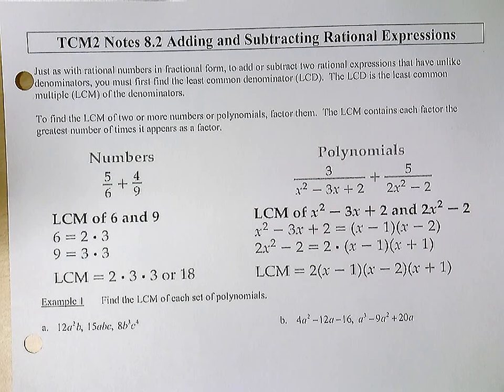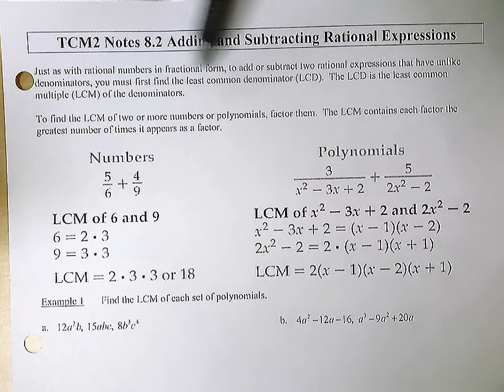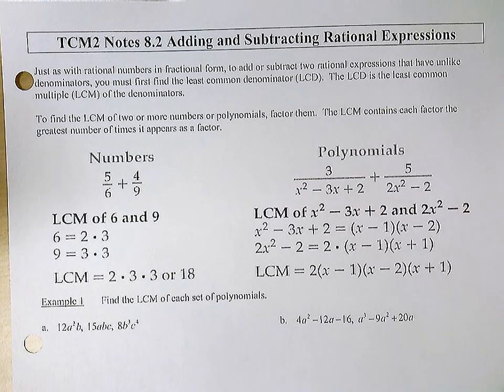Or the LCM. Okay, so that's what we're going to go over first, is how to find an LCM before we can get a common denominator. To add and subtract these rational expressions, you do need a common denominator. Just as with rational numbers in fractional form, to add or subtract two rational expressions that have unlike denominators, you must first find the least common denominator.